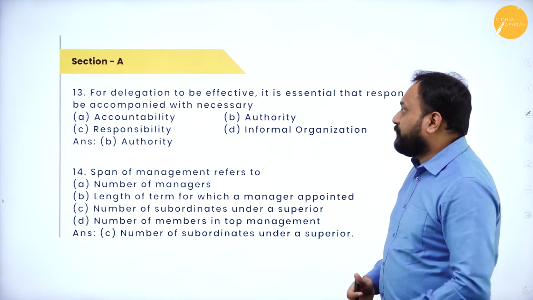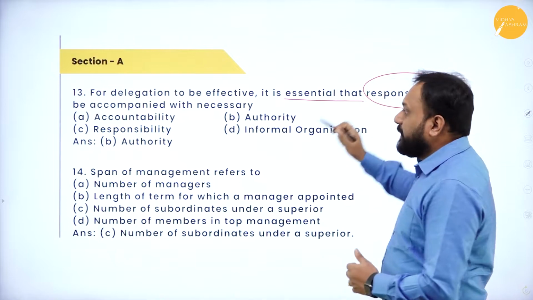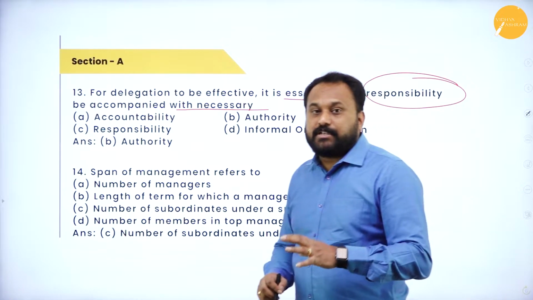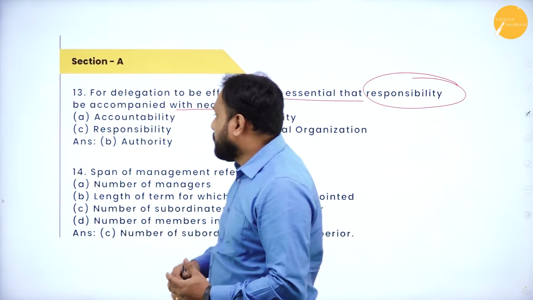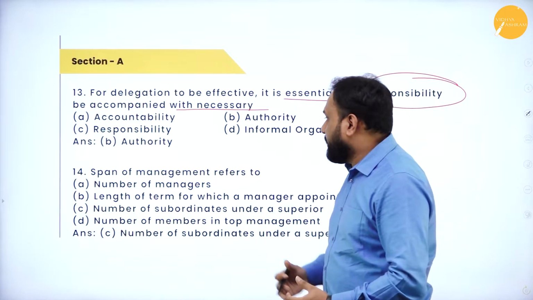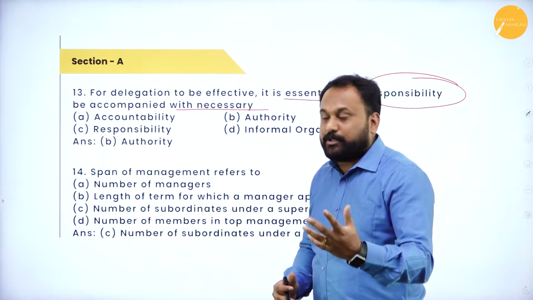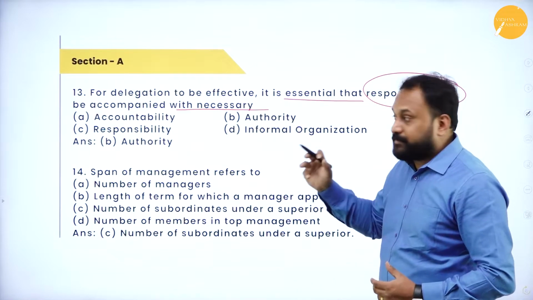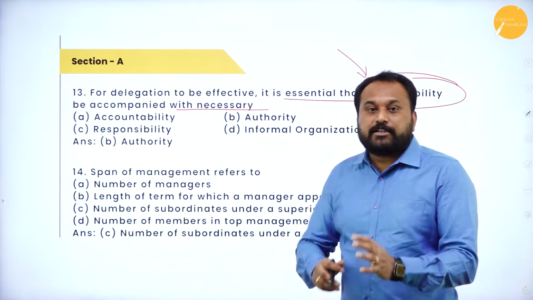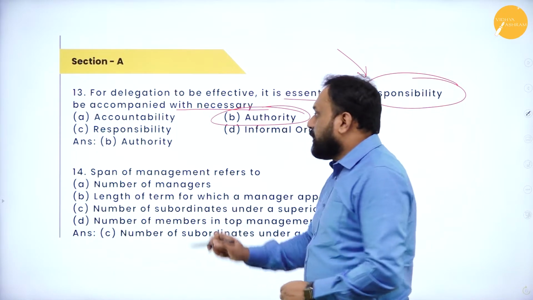Next is the 13th one. For delegation to be effective, is it essential that responsibility be accompanied with necessary? So what exactly the question here they're asking you is all about delegation. The options we have are A, accountability, B, authority, C, responsibility, and D, informal organization. Please read the question once again with me. For delegation to be effective, is it essential that responsibility be accompanied? Now, responsibility should always be accompanied by one thing, that is called authority. So you will go with B, authority.